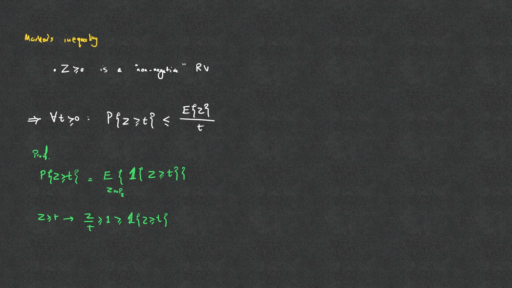Now with that in mind, z being larger than or equal to t is an event. What that means is that if this event is true, meaning if z is larger than or equal to t, z divided by t is going to be larger than or equal to 1. And note that given this here was an indicator function, 1 is larger than or equal to its output value. So we're going to do a trick here.